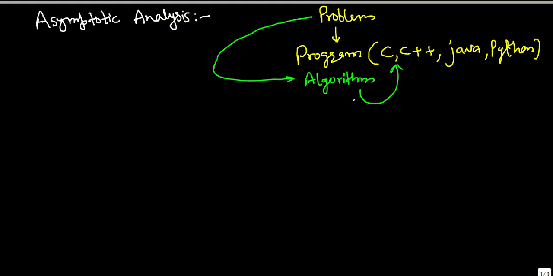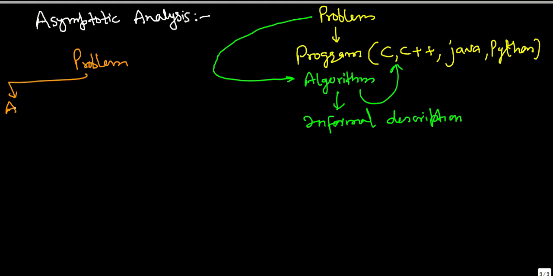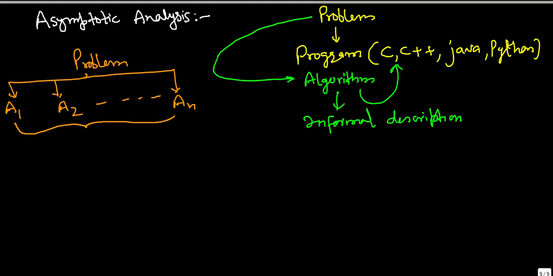An algorithm is some informal description to solve the problem. We also discussed that for a problem you could have multiple algorithms, up to An, and our task is to choose the best algorithm out of these algorithms. So how we are going to choose the best?